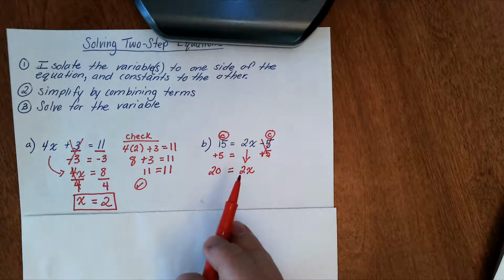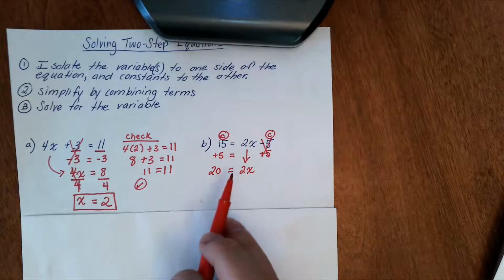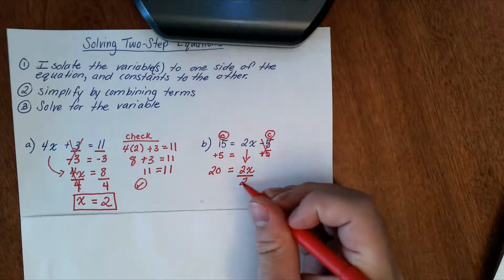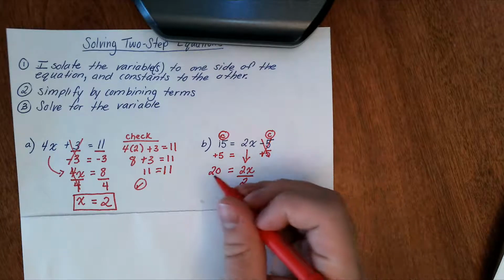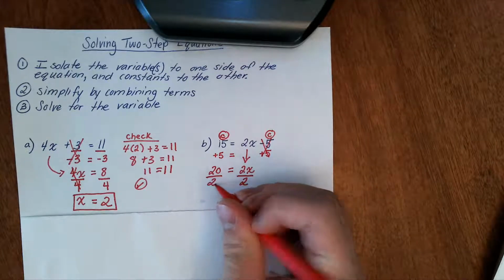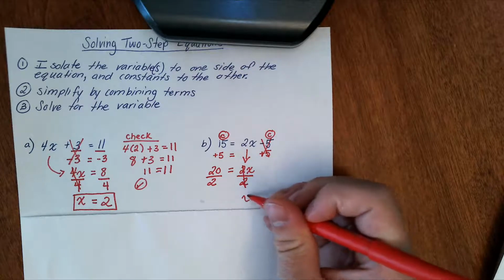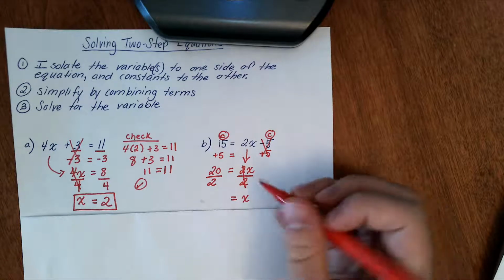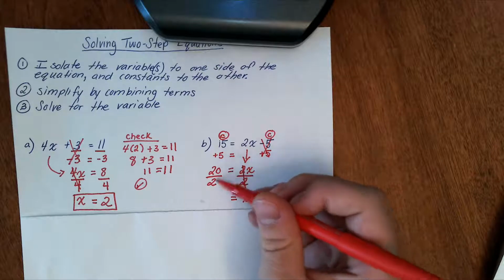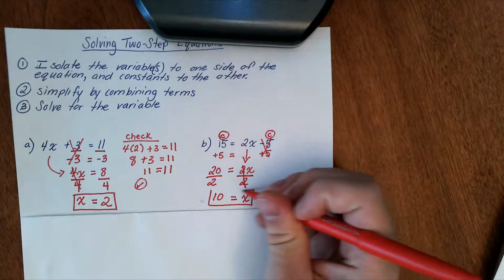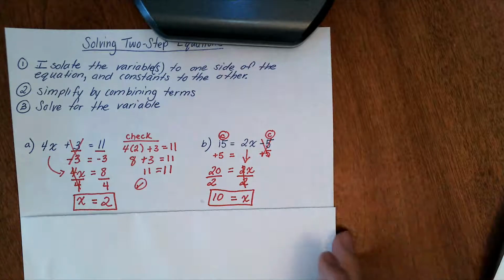And so right now I'm multiplying x by 2 over here. So I want to get rid of that times 2. And the way we get rid of multiplication is to divide. So I'm just going to divide by 2. What I do to one side, I also have to do to the other. These 2's cancel. All that's left here is x. And 20 divided by 2 gives me 10. And then I have 10 as my final answer.